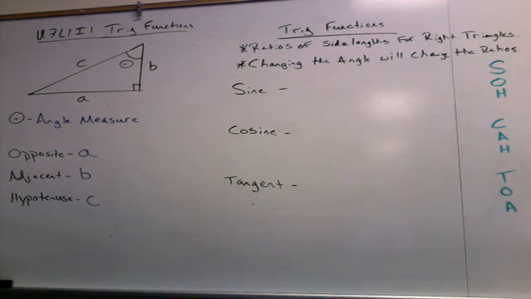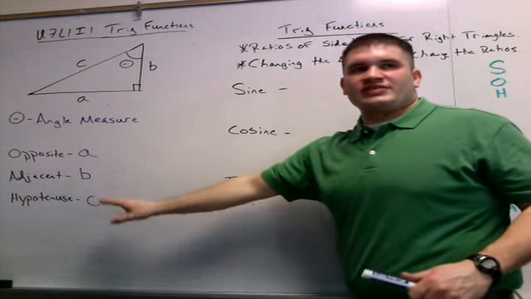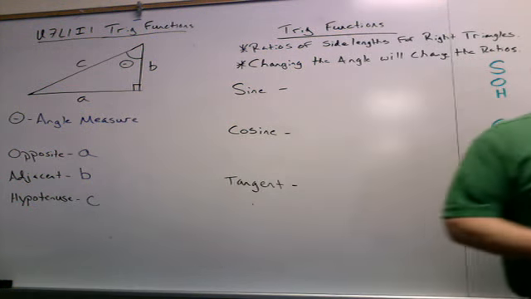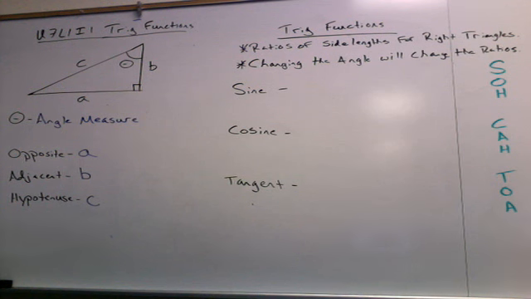Okay, this right here, figuring out which side's opposite, which side's adjacent, which side's hypotenuse, that's the toughest part. I'm not going to lie, that is the toughest part. If you can identify the opposite side, the adjacent side, and the hypotenuse, then the sine, cosine, tangent stuff is going to be easy.